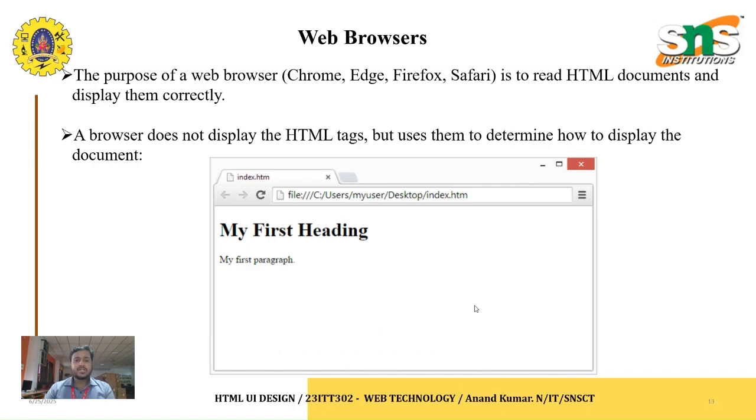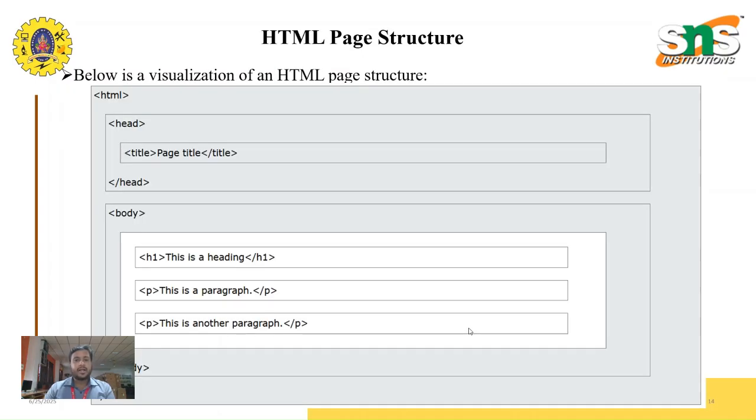For example, have a look at this figure. The file is named index.html, which is the extension for HTML. It indicates the name, and within the browser it is displayed as my first heading and my first paragraph. It means the first line is in the heading style and the second line is in the paragraph style. Next, we'll start with page structure.